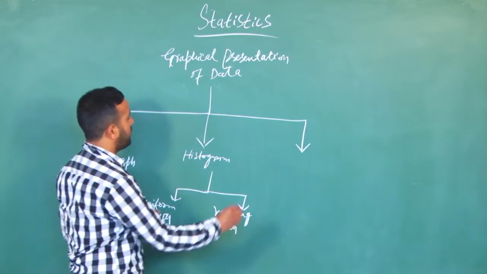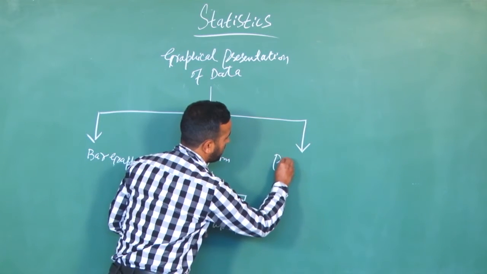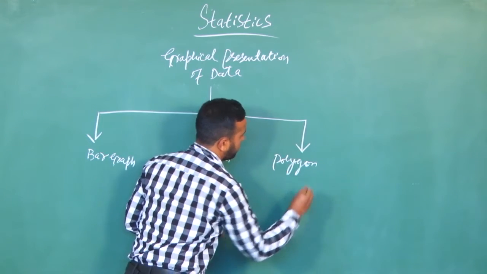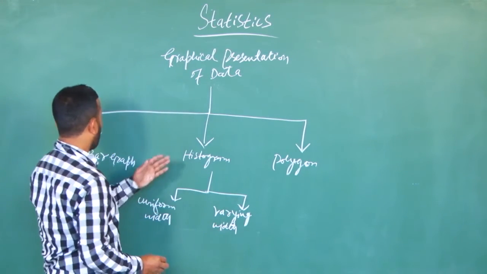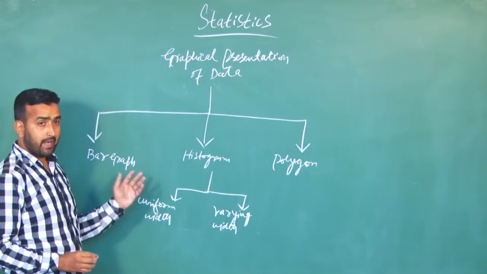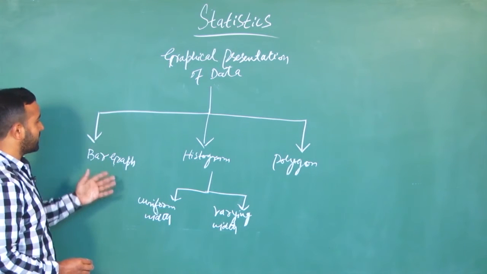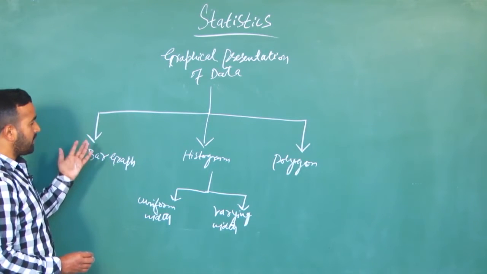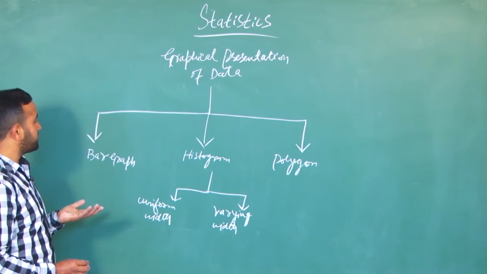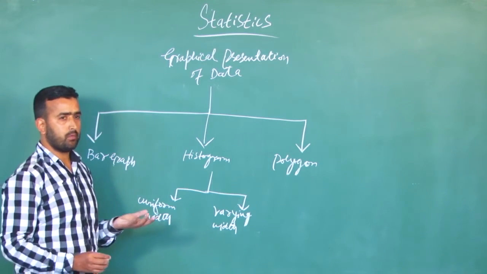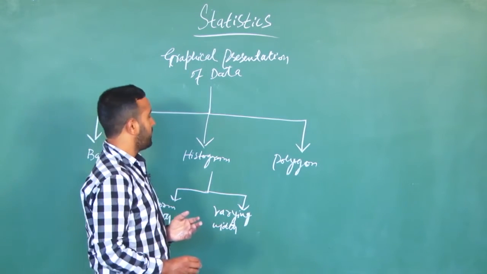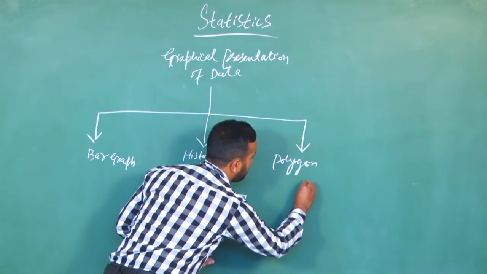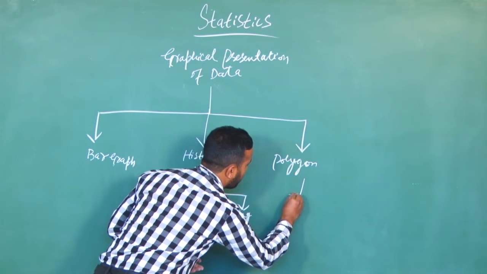Then the third one is the polygon. With the help of polygons, we see how the data can be presented. For all of these, we use graph sheets. It is better to use graph sheets that will give us the exact figure of the data, and we can make the graphs decorative so that it is attractive to represent this type of data.